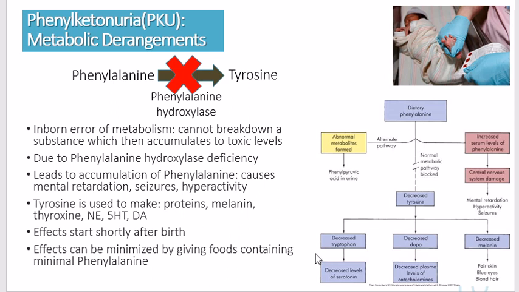And then the last thing I wanted to mention on this slide is the importance of tyrosine, which we already discussed. Tyrosine is used in our body to make proteins, to make melanin, to make thyroxine, to make norepinephrine, dopamine, as well as 5-hydroxytryptophan. And when we struggle with producing these, we end up with deficiencies in other areas.